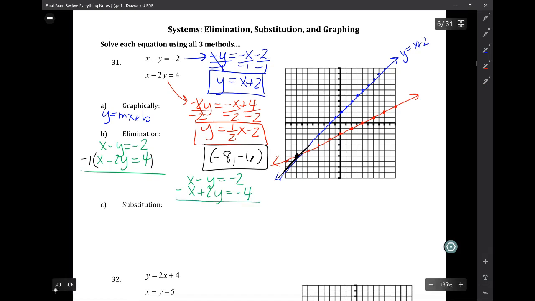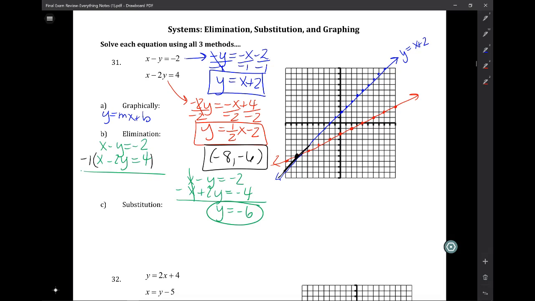All right, so I'm going to draw my line, and my x's are going to cancel each other out. And so negative y plus 2y is 1y, and negative 2 minus 4 is a negative 6. Well, luckily, that's exactly what we got as our y value when we graphed it. And now to get the x value, I'm going to plug that in.